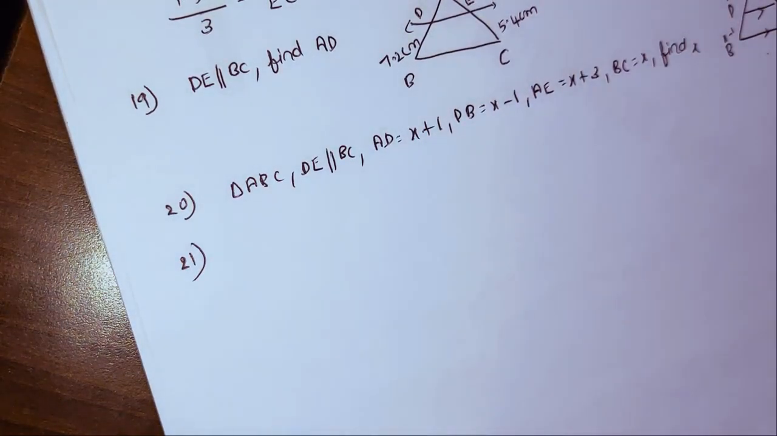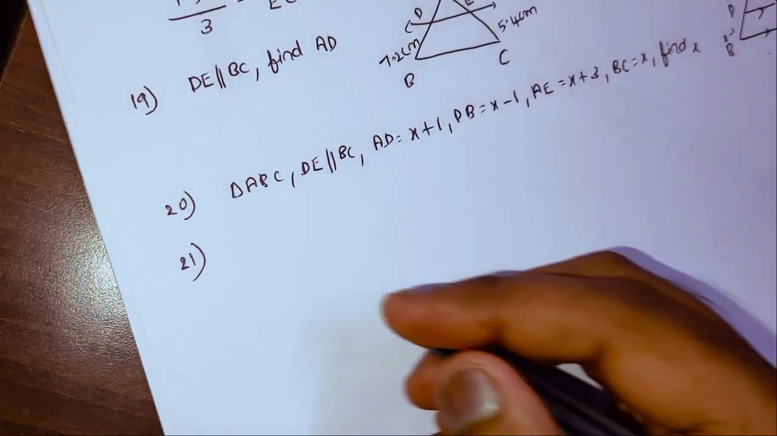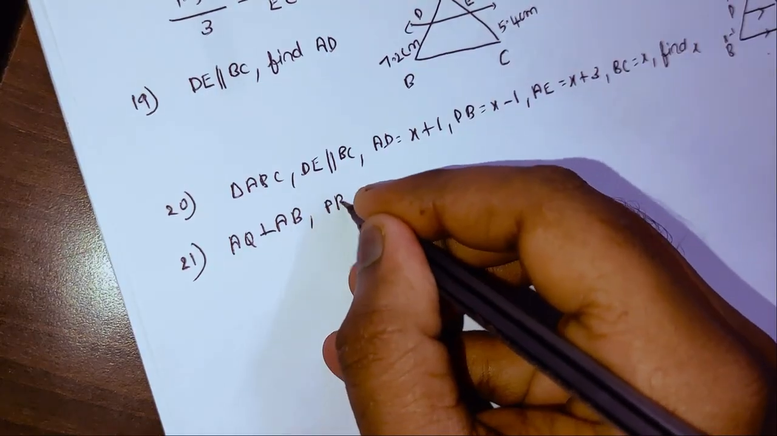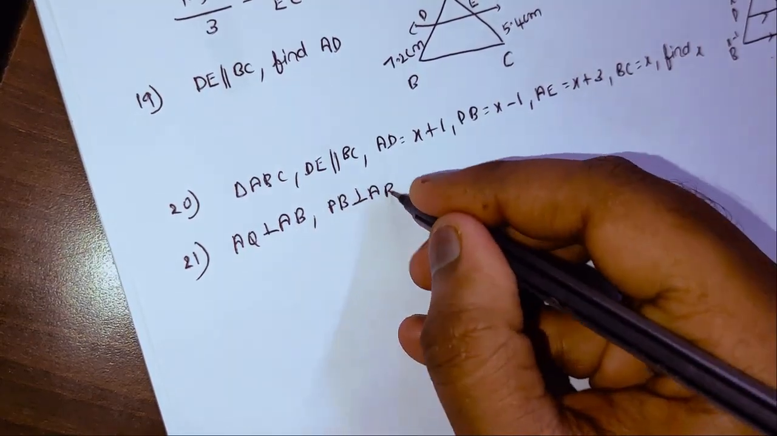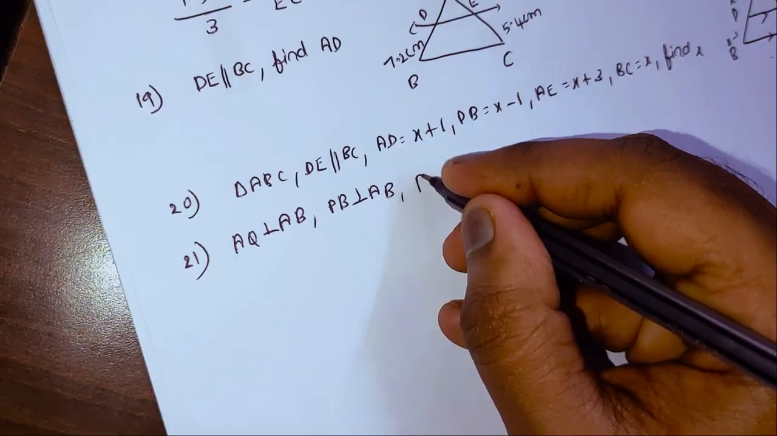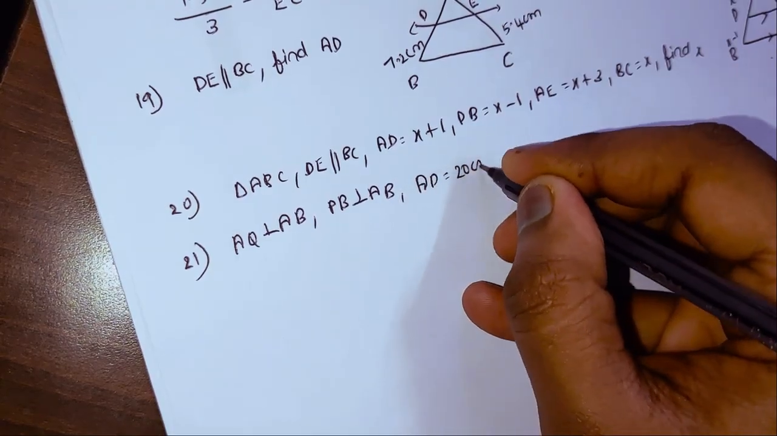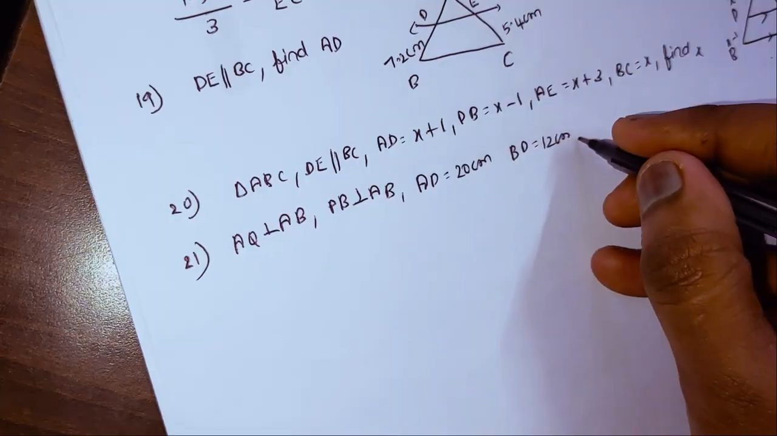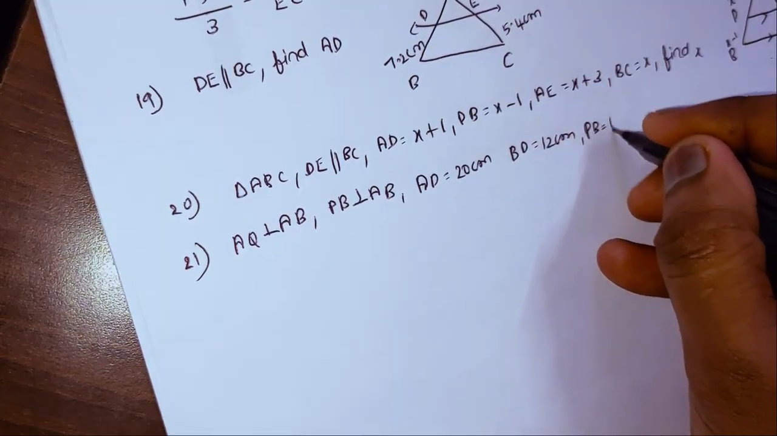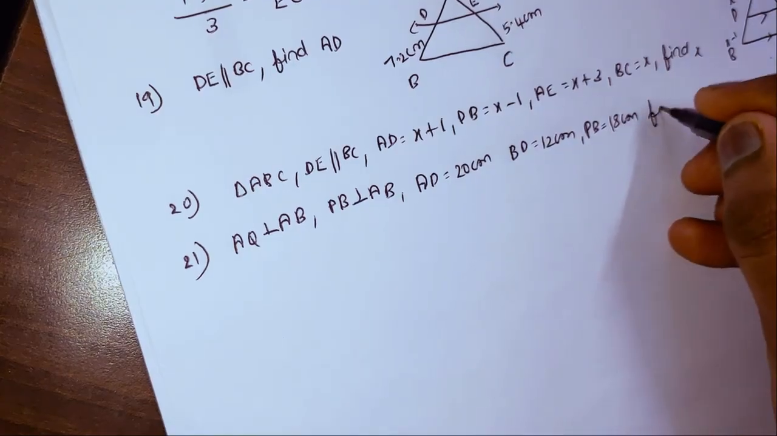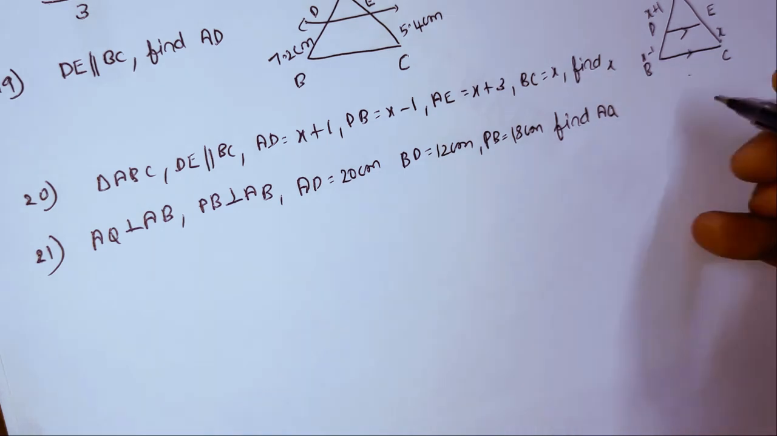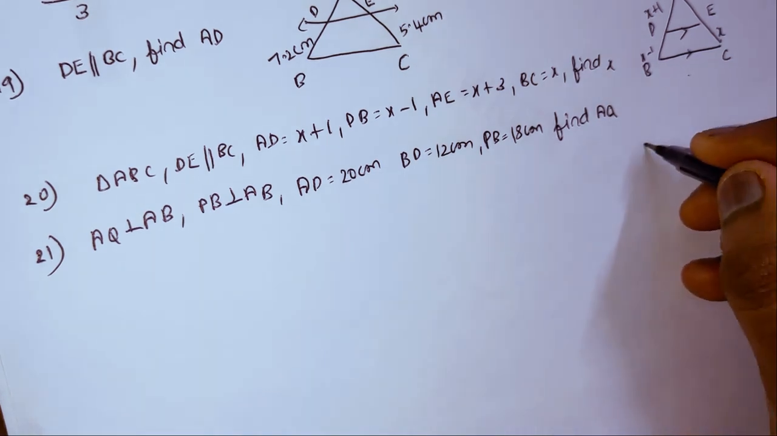21st question. AQ is perpendicular to AB. PB is perpendicular to AB. AD is given, that is 20 centimeter. BD is 12 centimeter. PB is equal to 18 centimeter. Find AQ. They are given a diagram.